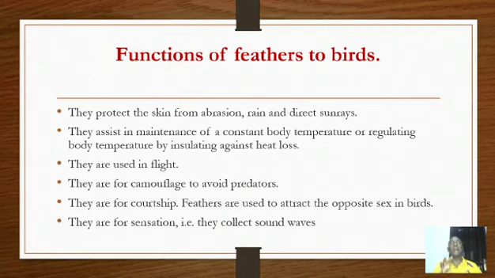I'll use a hen because it's one that we could be familiar with in our environment. When you look at a hen around, when it rains, that hen may not totally get soaked with water. Why? Because these feathers protect the body of that hen from rain, from direct rays of the sun, and even from physical abrasion. So that is the role of feathers.